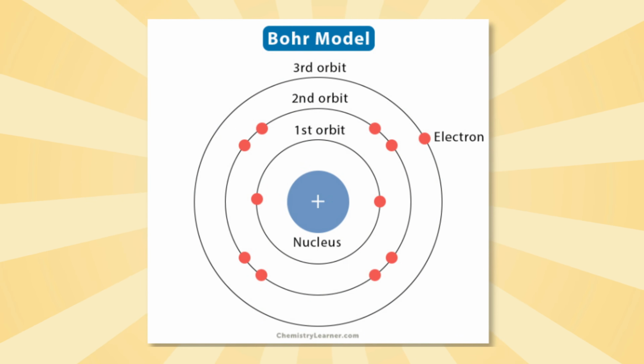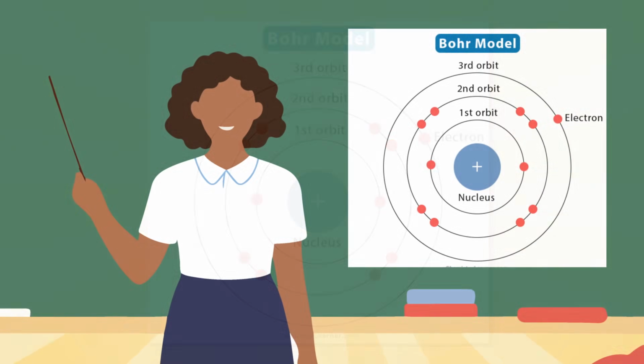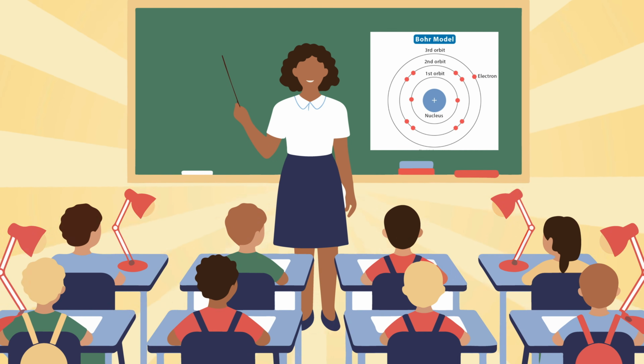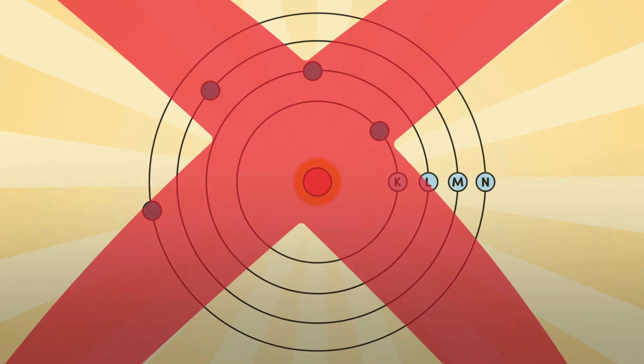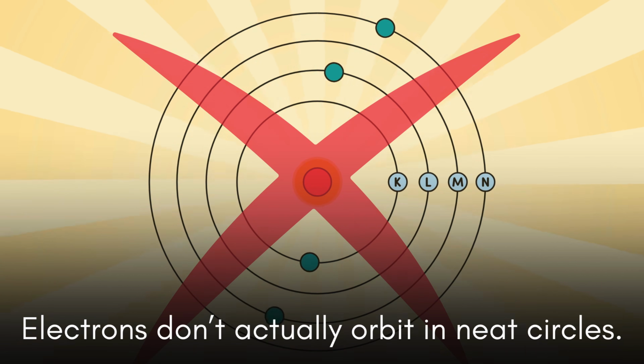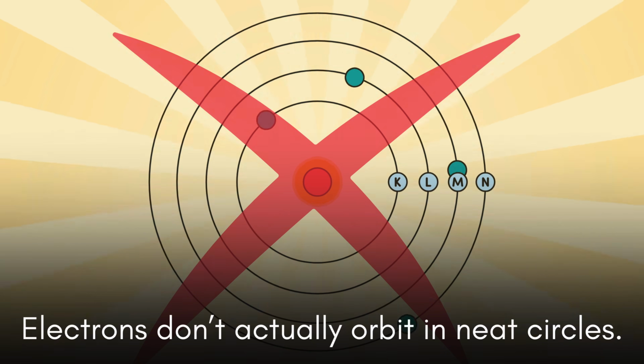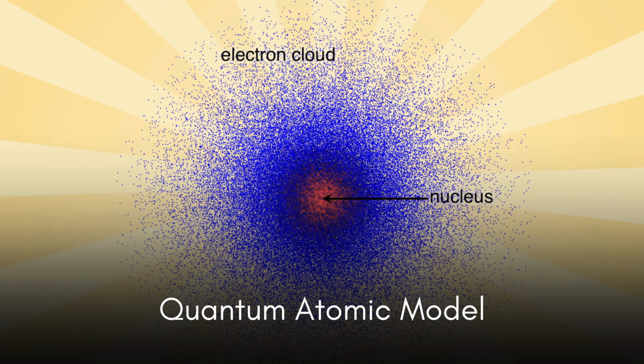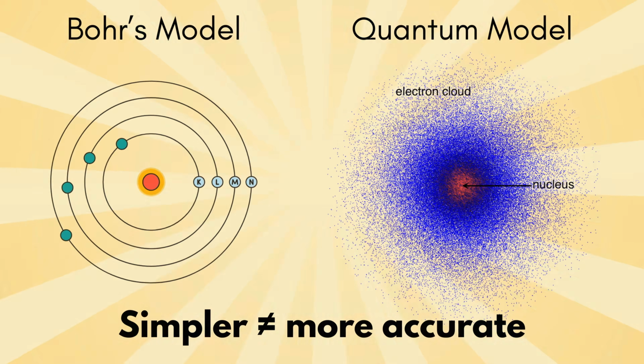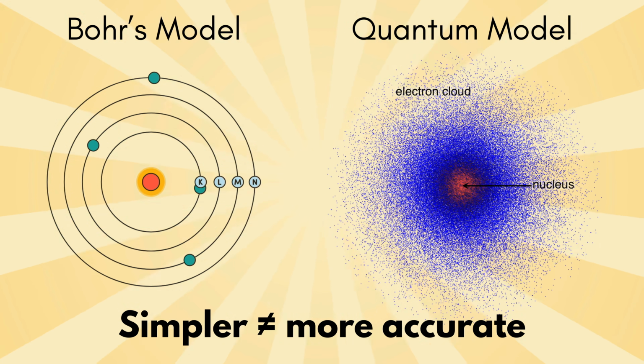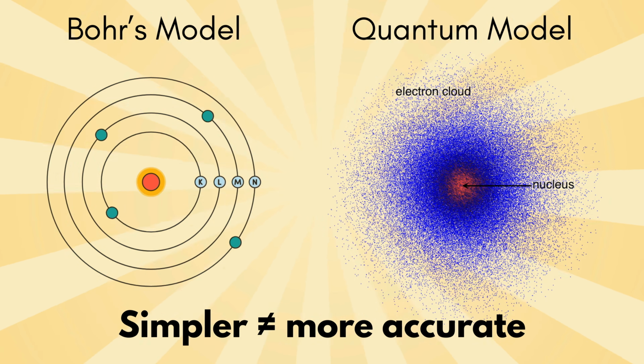These examples remind us that conceptual models are stepping stones. They are excellent teaching tools, but they can be misleading if we forget they are only approximations. For example, electrons don't actually orbit in neat circles. Modern models show them as probability clouds, and that's a major upgrade in accuracy, but it's harder to draw on paper.